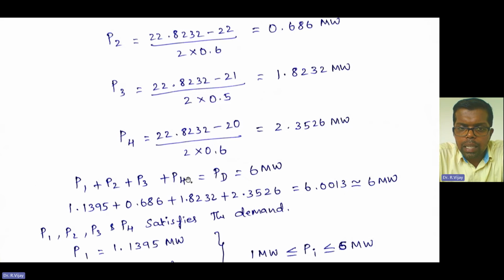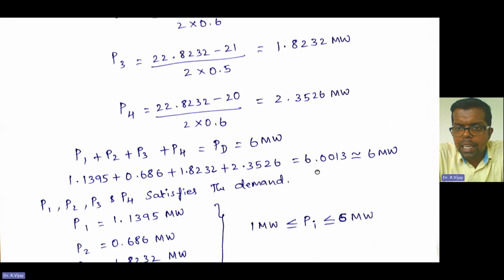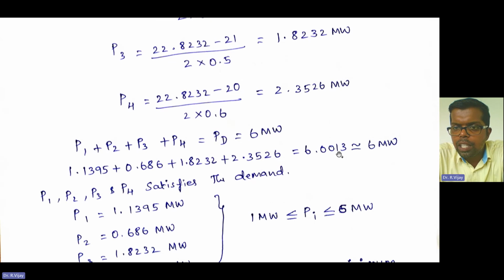That is nothing, that is equal to demand. That is P1 plus P2 plus P3 plus P4 is equal to PD, that is equal to 6 megawatt. While substituting this, we are getting the answer as approximately 6.0013, that is approximately equal to 6 megawatt.